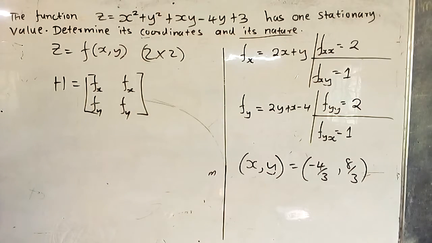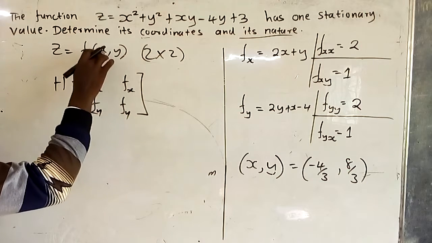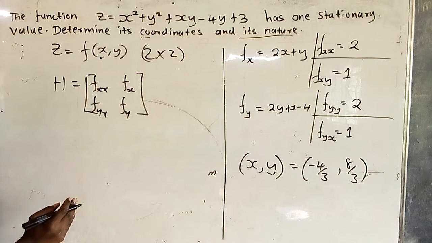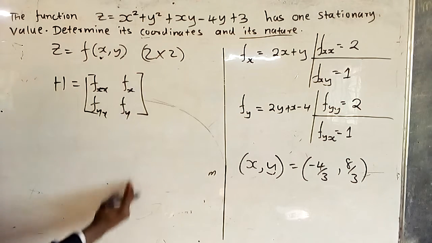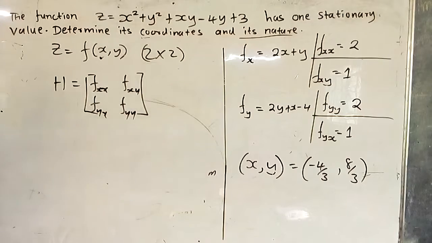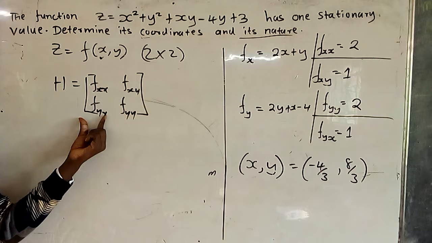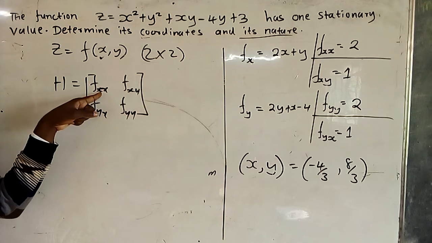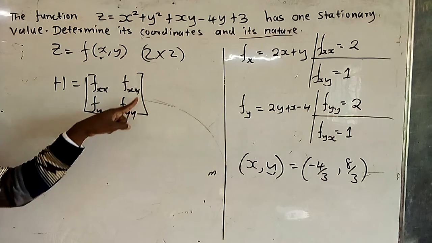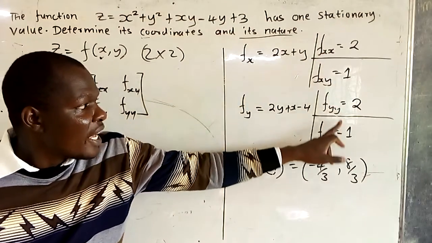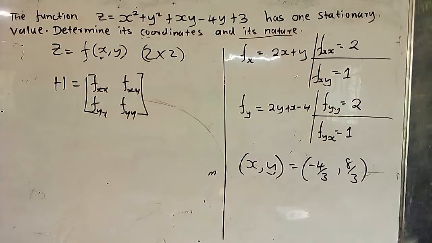Then you go and define the columns after defining the rows. Columns, you do the same thing as you've done with the rows. The first variable is x, so x forms the first column. Y is the second variable, so y forms the second column. So you have constructed a Hessian matrix, a 2 by 2 matrix of second order partial derivatives, and you can see those second order partial derivatives are actually the ones you have there.